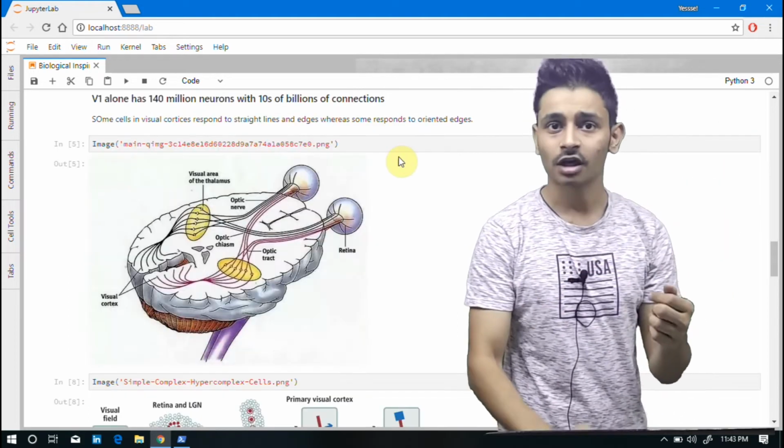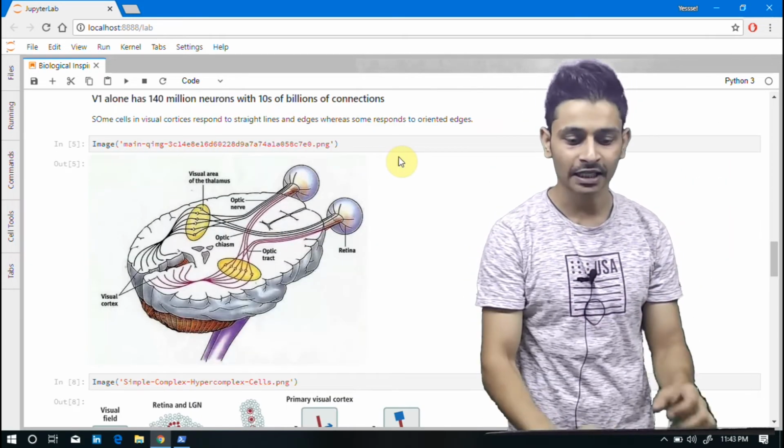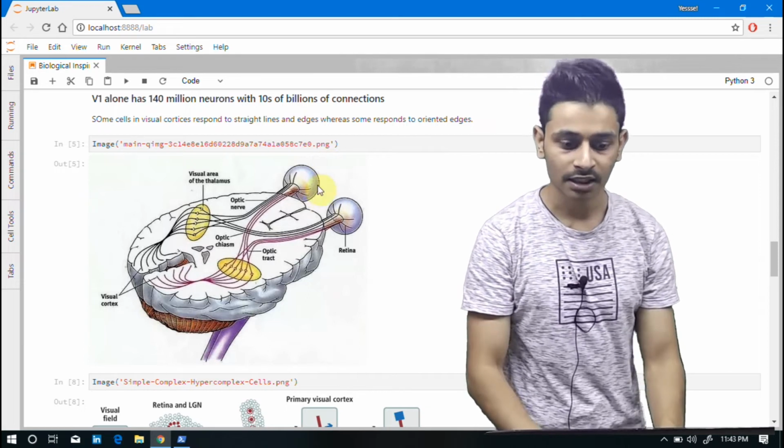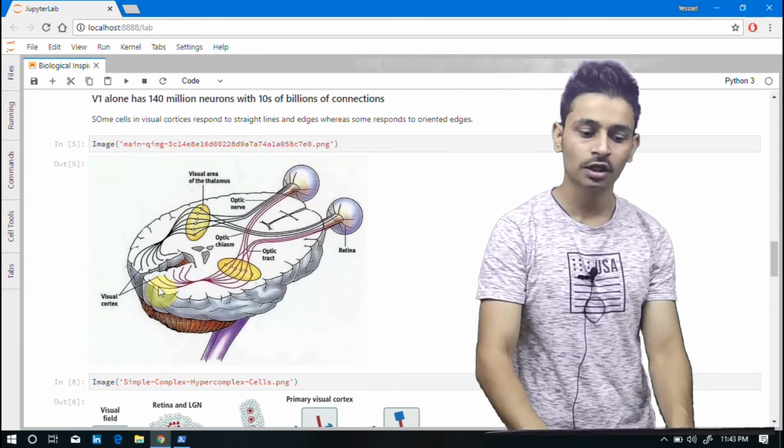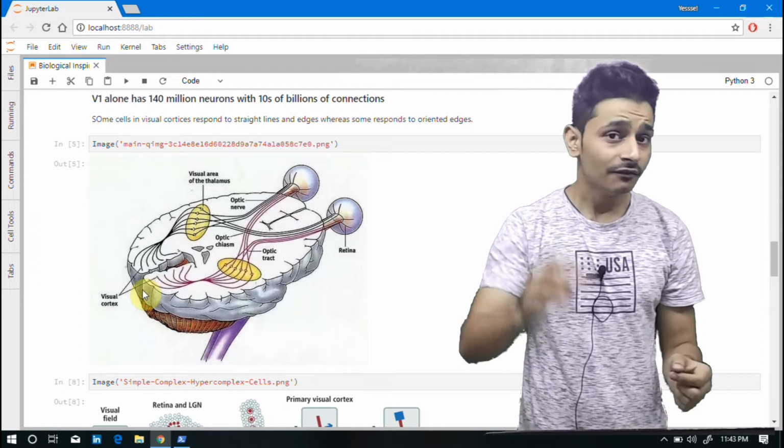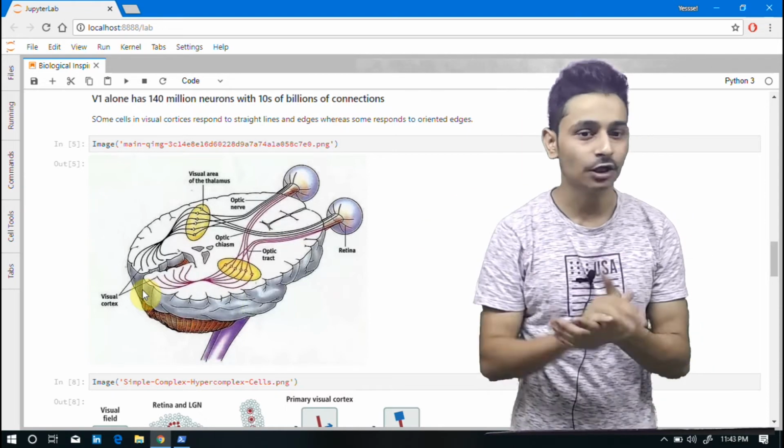So this is what the cross-sectional view of our brain and eye looks like. These are our eyes, which send electrical signals to the visual cortex part of our brain, which is located here at the back side of our brain.